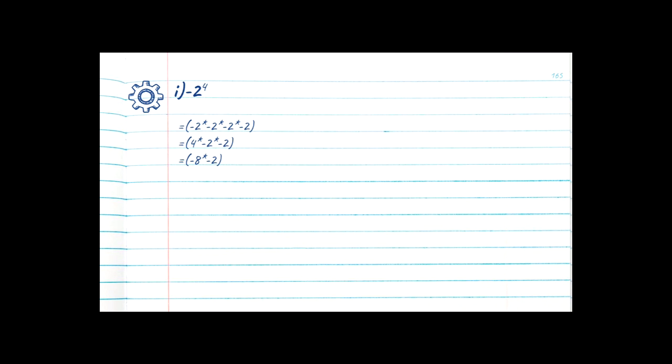Now we have negative 8 times negative 2. A negative and a negative will give you a positive, and 8 times 2 is equal to 16, so our final answer is a positive 16.